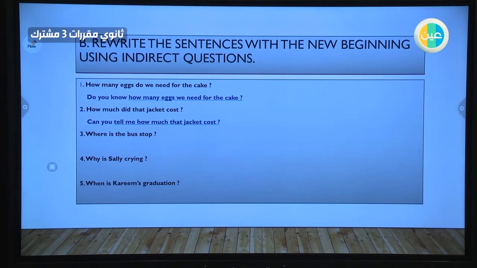What about "Where is the bus stop?" This is the direct question: WH word, helping verb "is", and the subject. Now, if I say, "Do you know where the bus stop is?", "Where is the bus stop" becomes "where the bus stop is" as a sentence: the subject, the bus stop, and then the verb. Where the bus stop is, as a sentence: subject, verb, and the question mark, and so on.